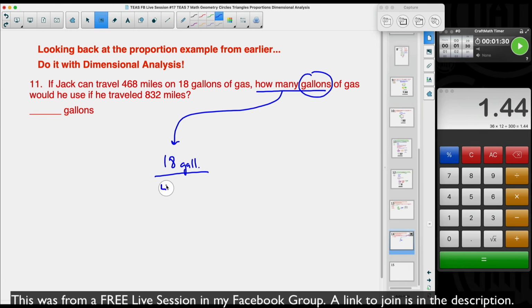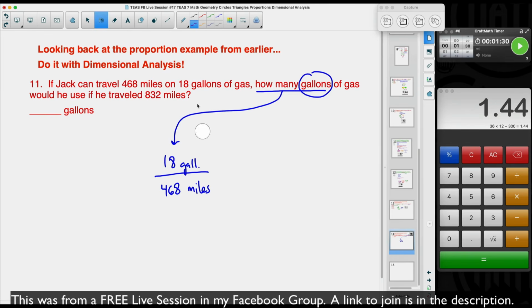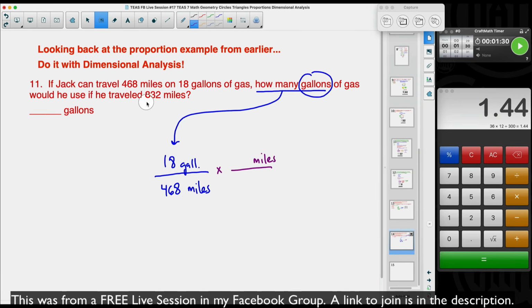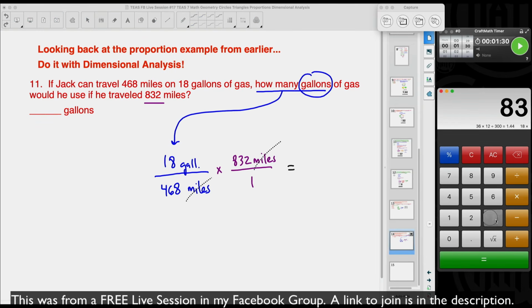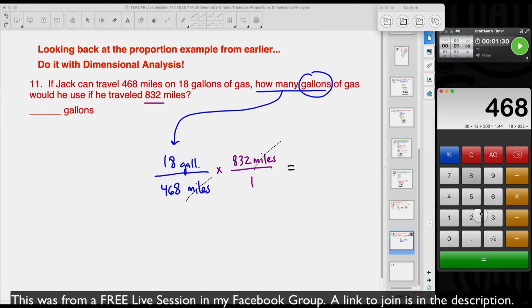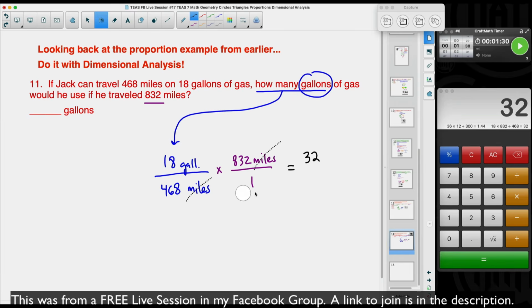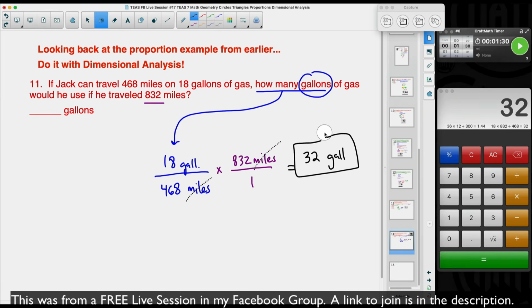And what do we know about these 18 gallons? We know that Jack went 468 miles. Automatically, next fraction, put miles at the top. And the only other thing is that 832. What do y'all think? 18 times 832 and then immediately divide by 468. There you go. 32 what? 32 what? The only word we have not canceled out is the word gallons because that's what we're trying to find. Technically speaking, dimensional analysis can do every single proportion problem.